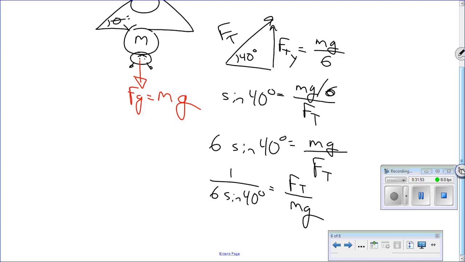Because the way the question is worded, the problem says, what's the ratio of the tension to the weight? Right? Mg is weight, right? And tension is my FT. So that should give you 0.26. Good?